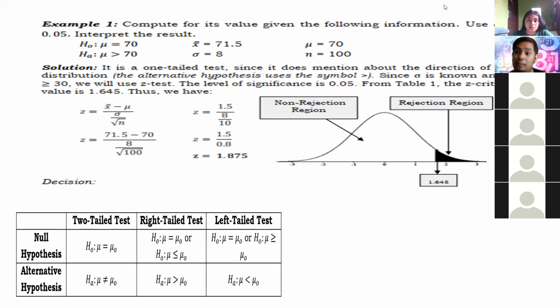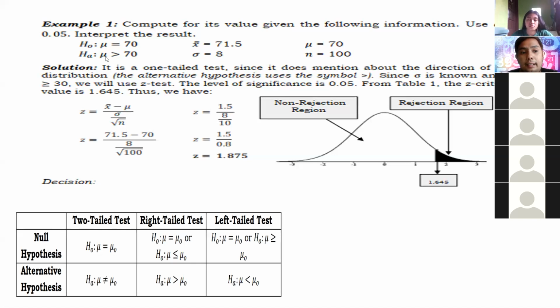Gagawin natin yung ginawa natin kanina. Okay? Ang question lang, anong klaseng tail siya? Two-tailed ba siya or one-tailed? Paano natin malalaman? Two-tailed siya kung ang alternative hypothesis natin ay equal or not equal. Okay? So, eto nasa baba yan. Kapag ang null natin ay equal at ang alternative natin ay not equal, that is two-tailed or general rule.